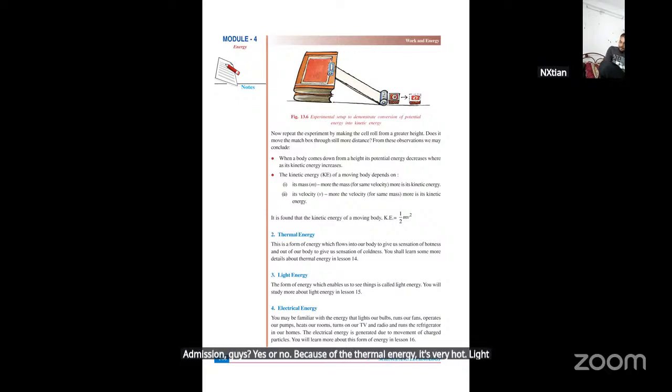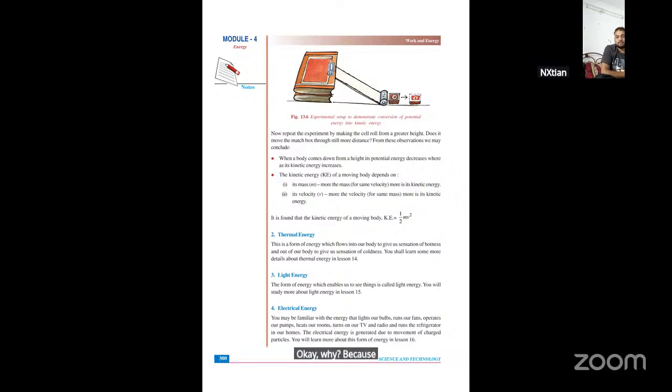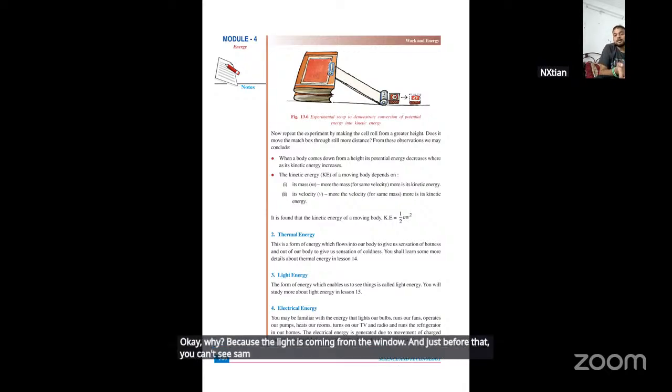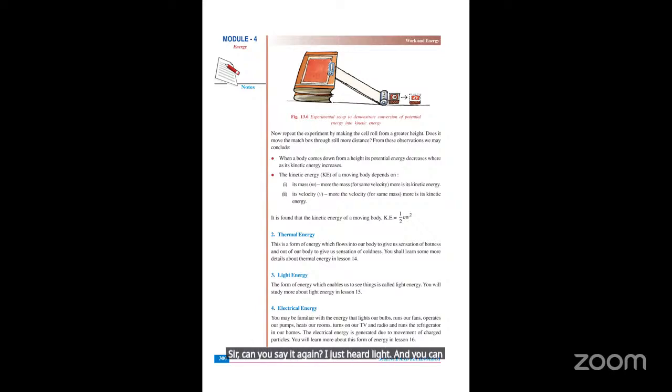Light energy, we did the chapter on light. In light, we learned, for example, that you can see me because the light is coming from the window. And just before that, you couldn't see Sam because Sam was in a dark room. That's why you're not able to see him in the video. Understood, Sam? Yes or no? Sir, please say it again. I just heard light, and you can only see me because of light. After that, like we saw you in the video, it was totally dark. We can't see you because you are sitting in a dark room.